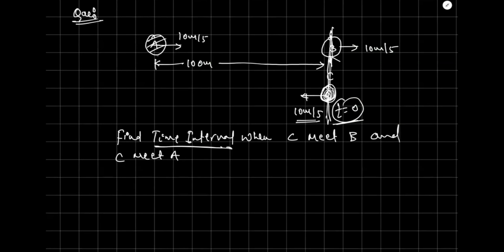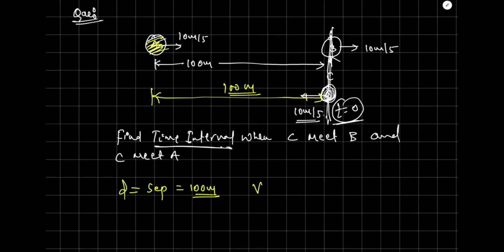We know the distance separation between A and C, कितना है. This separation is 100 meter. So we can say the separation is nothing but 100 meter. Now we'll see whether this separation is going to increase or decrease. So we know both particles A and B are moving toward each other.